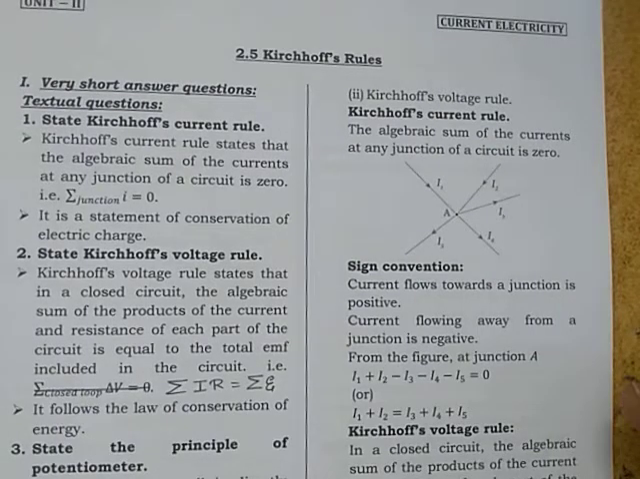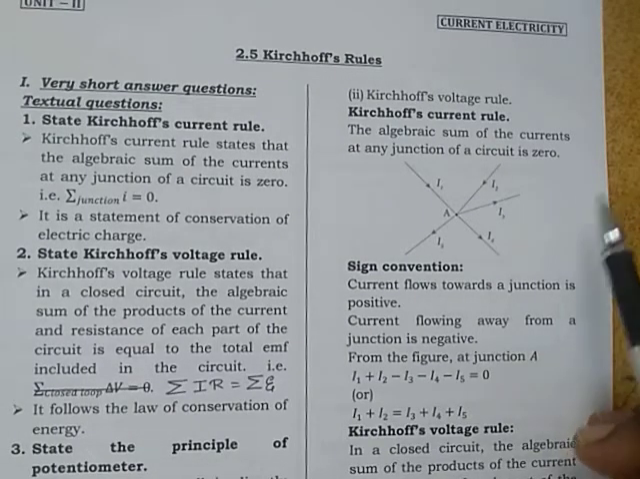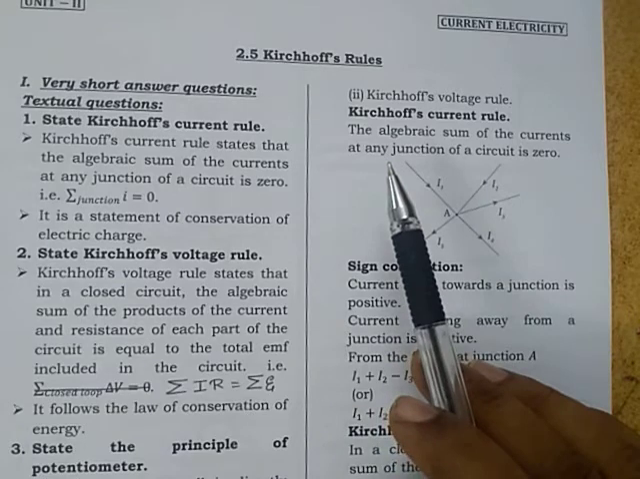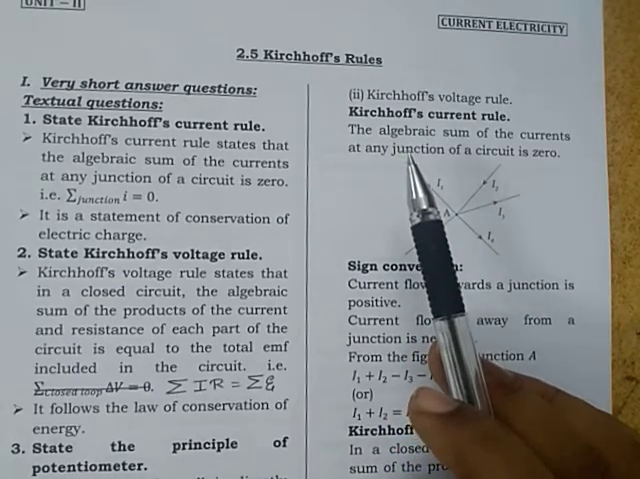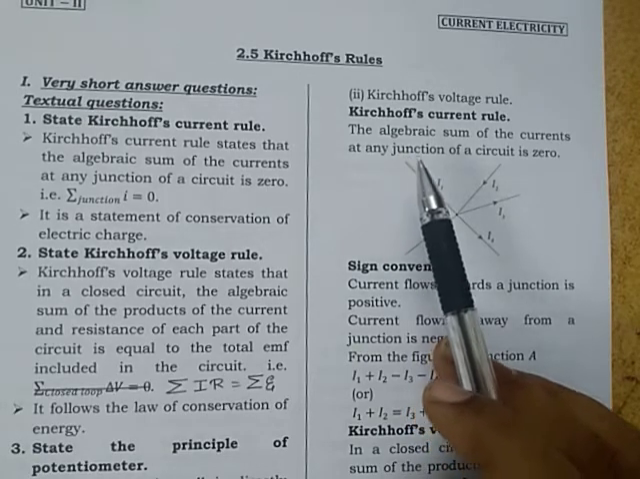Then our next topic, Kirchhoff rules. These are the rules used in a complex network to find the current and voltage. For a simple circuit we can use Ohm's law. Here in this topic, let me see the book back questions.